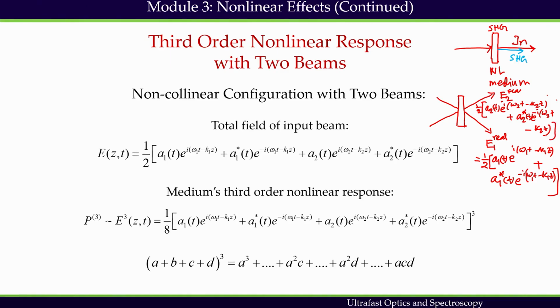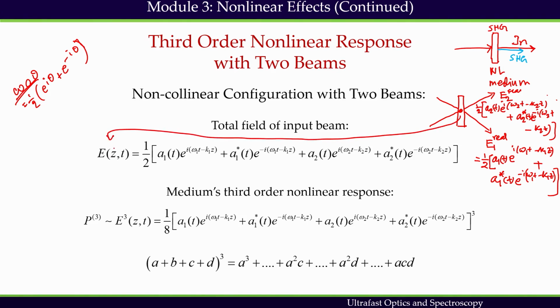This complex conjugate is nothing but Euler's formula, which suggests that cos theta equals half of e to the power i theta plus e to the power minus i theta. So cos theta represents the real field. What we have is that at the point where two beams are interacting in non-collinear configuration, the electric field at this point represents the total electric field. Electric fields are additive, so the total electric field is going to be of this kind.